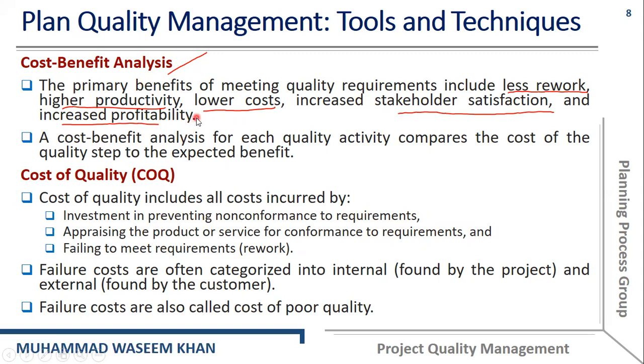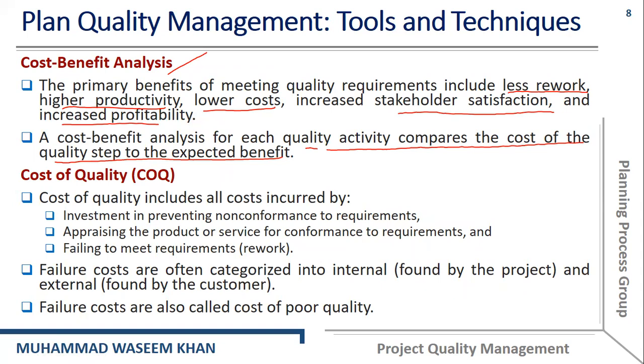In cost benefit analysis, we actually compare the cost of the quality and the expected benefit from those particular quality measures. So if the benefits from the quality measures are more as compared to the cost of the quality, then that would obviously be the preferable process.